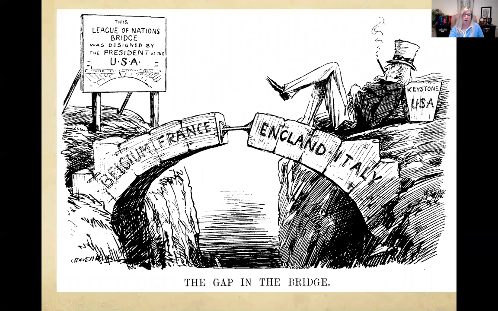All right, so let's look at this. The gap in the bridge. You've got Belgium, France, England, Italy, but the key to it is the United States. And so without the United States in here, this League of Nations bridge is not going to be very strong.